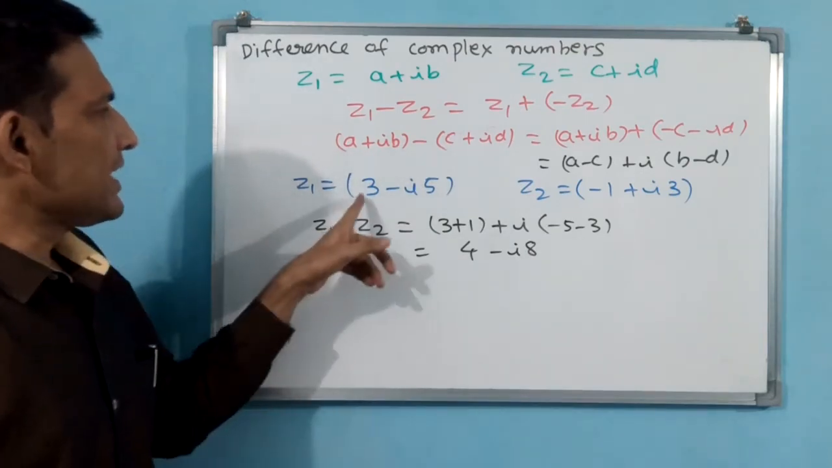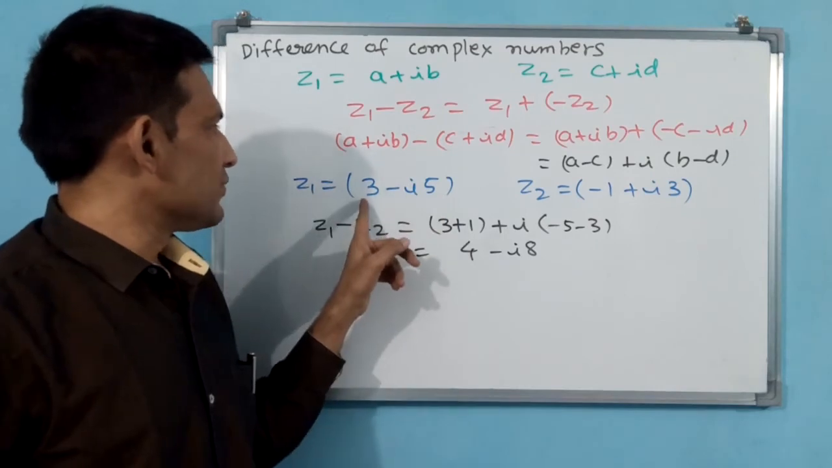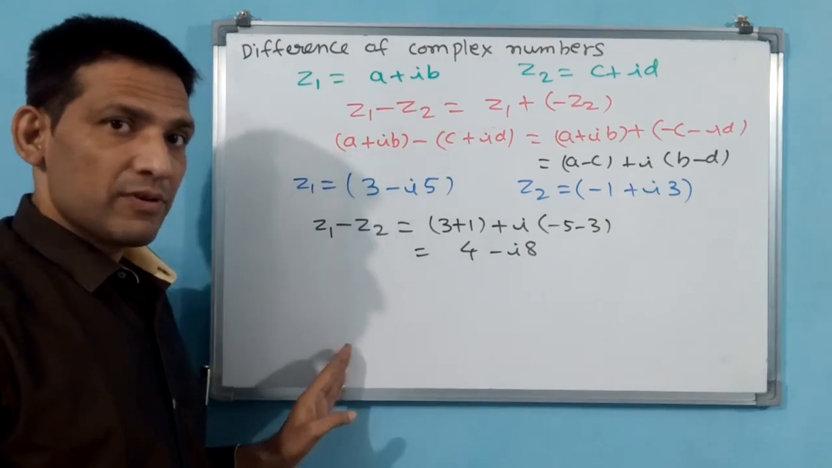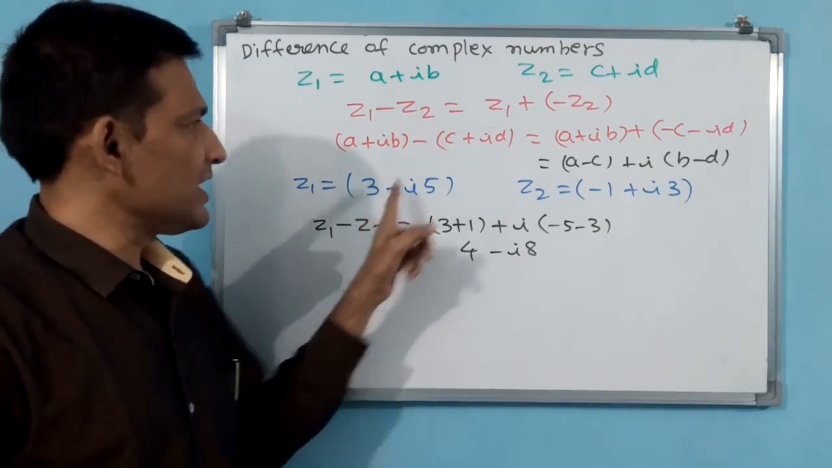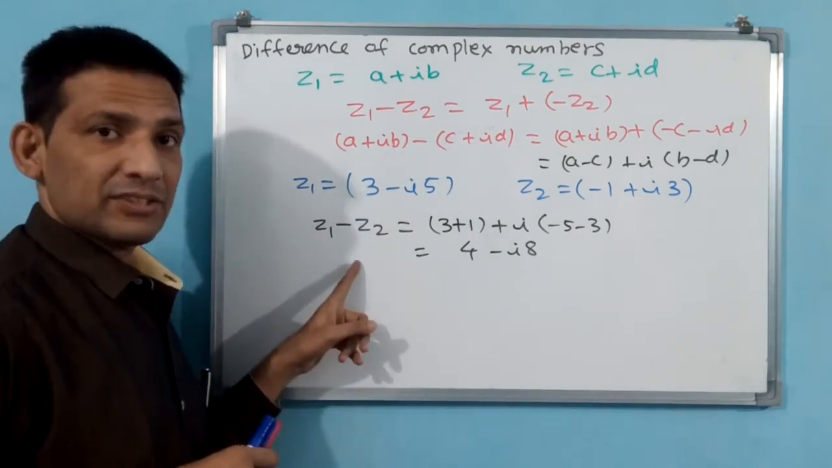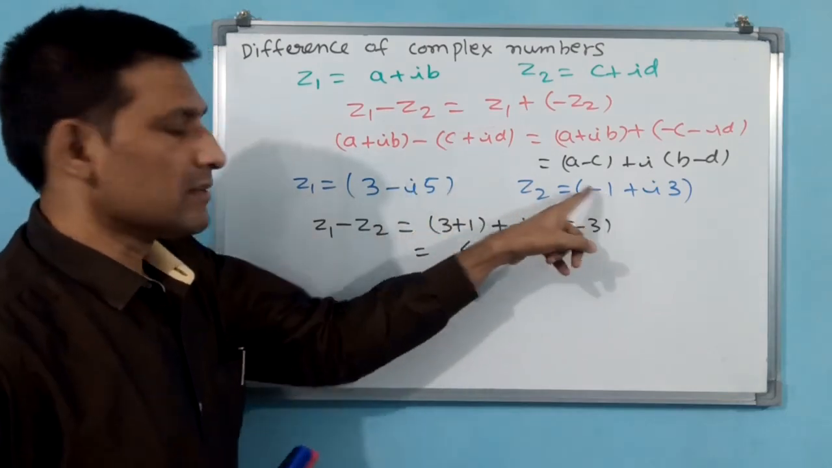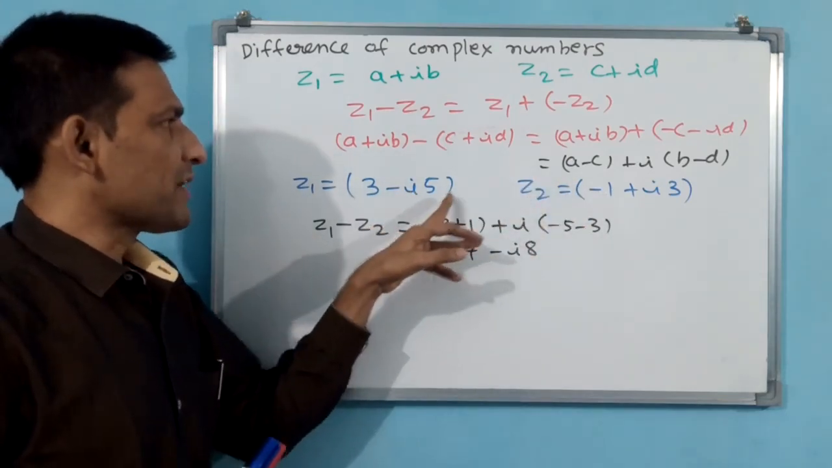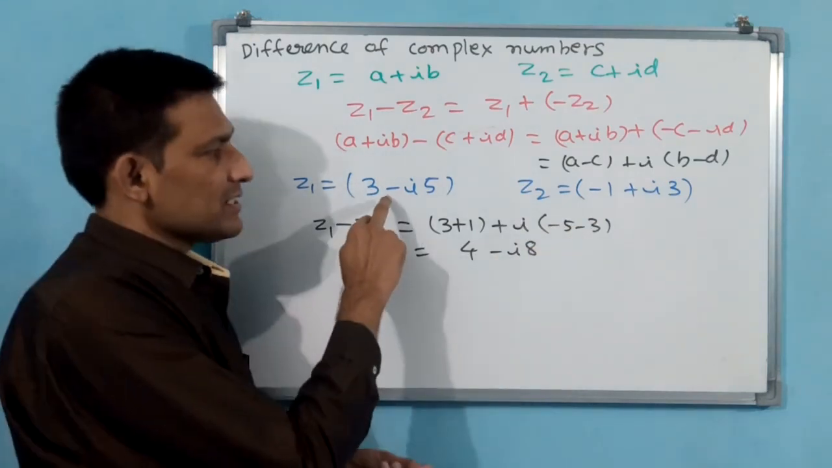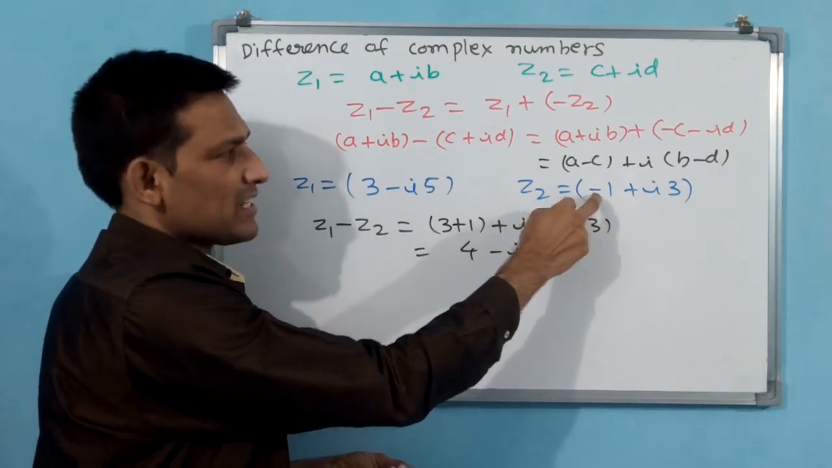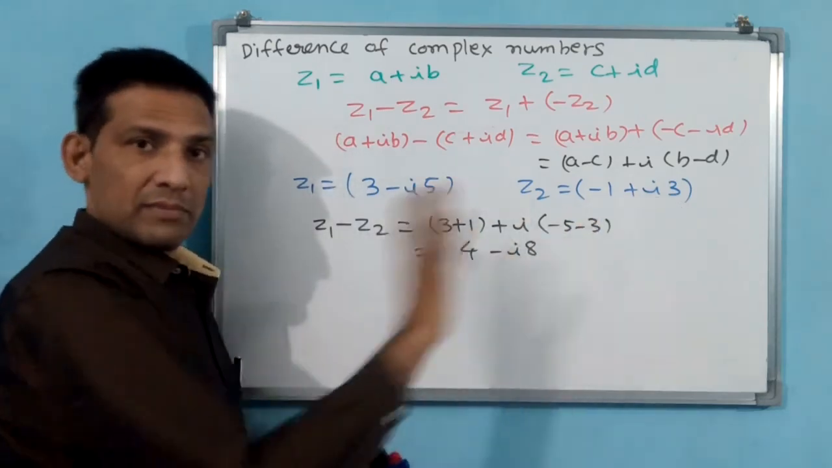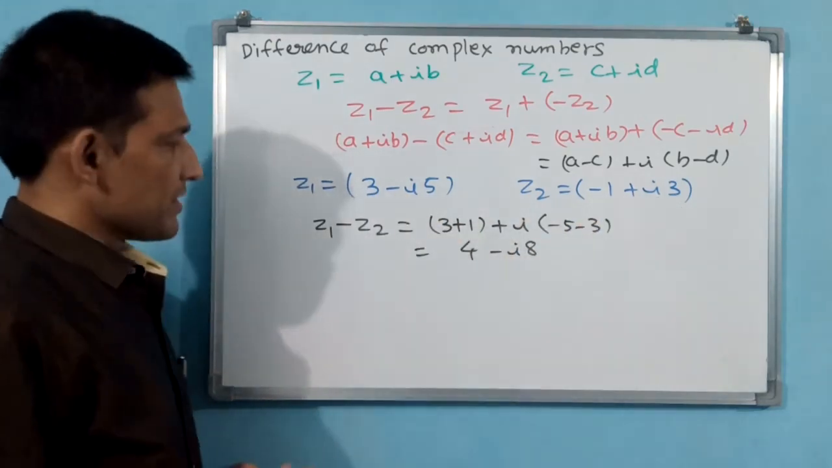See, directly also you can write. Z1 minus Z2: subtraction, 3 minus of minus 1, 3 plus 1, 4. Minus 5 minus 3, minus 8. If it is addition, 3 minus 1, 2, and minus 5 plus 3, minus 2 will come. You understand?